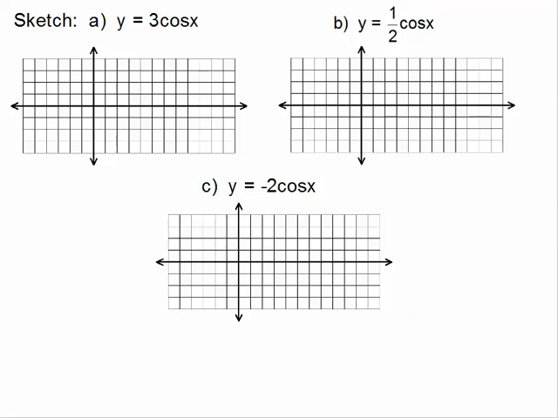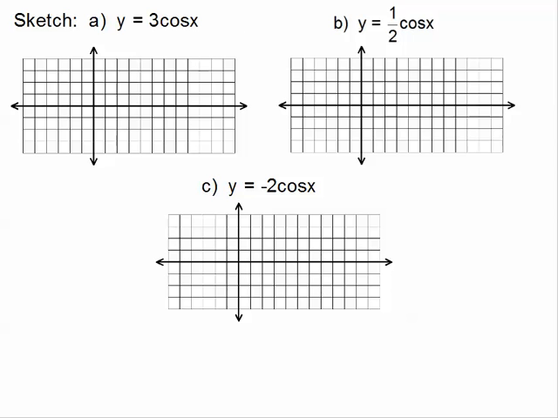Here are our first 3 graphs. All 3 of them are cosine curves. So all 3 of them generally will look like a C. And if you notice, we're just doing a little experiment. We're just changing the coefficient of each of these. Right here it's a 3, here it's a 1/2, and here it's a -2. This is going to be our amplitude page. We're going to be changing the amplitude for each one of these.